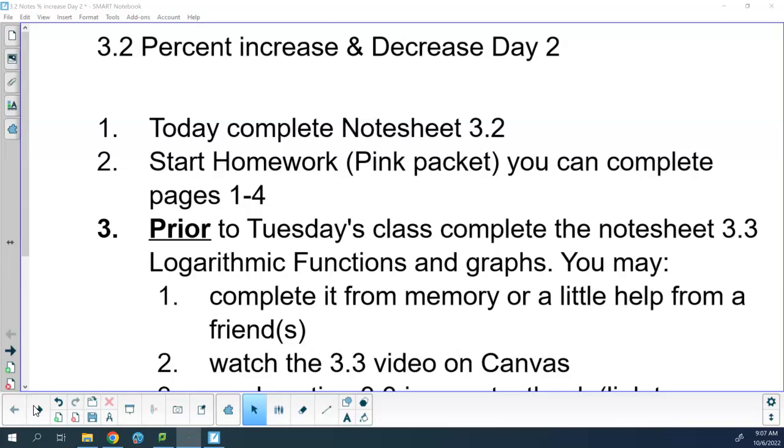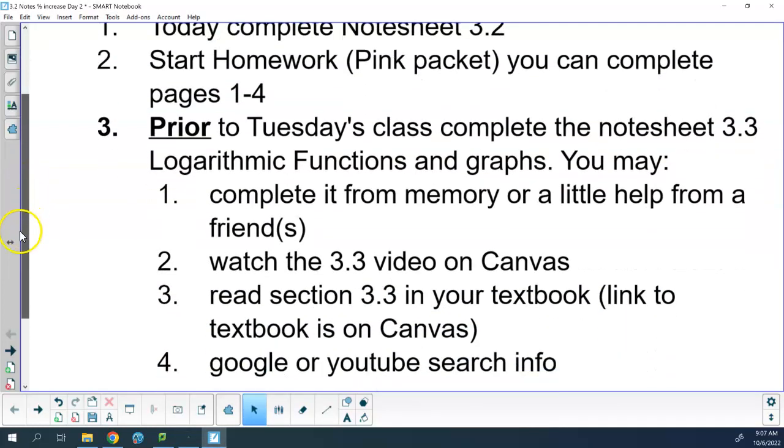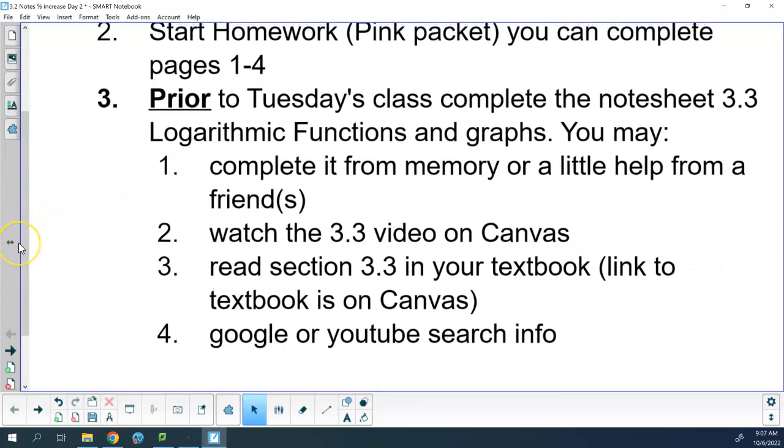Then the 3.3 note sheet, that's what this number 3 here is all about. So prior to Tuesday's class, so this is the last class of the week because we have a Warrior Day tomorrow, so no class meeting tomorrow throughout the day. I will make the videos go live soon, and probably by the end of class they'll be live. So you're going to complete that note sheet.